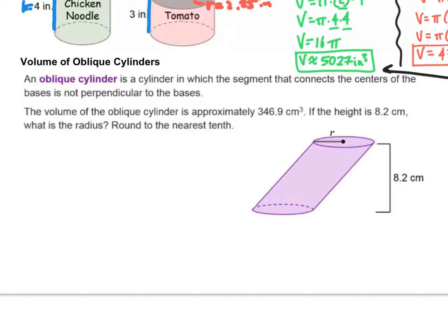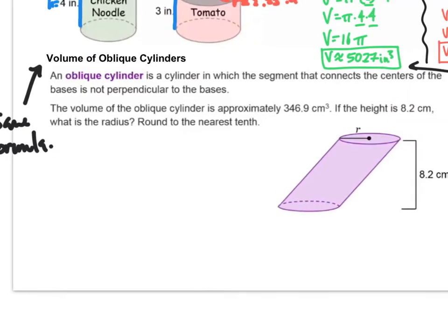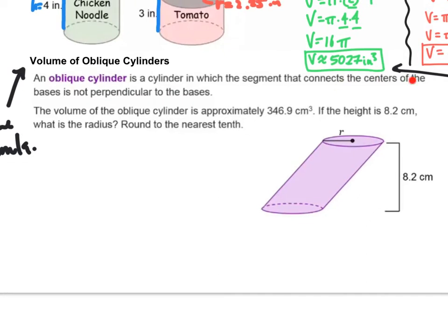Wish it didn't. Okay. All right, so now let's talk about the volume of oblique cylinders. Now, it's going to be the same thing. Same formula, and I'm going to write that down over here. An oblique cylinder is a cylinder in which the segment that connects the centers of the bases is not perpendicular to the bases. So your height is over here. It's 8.2.